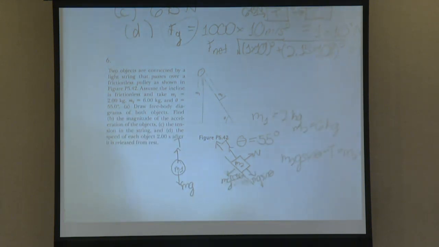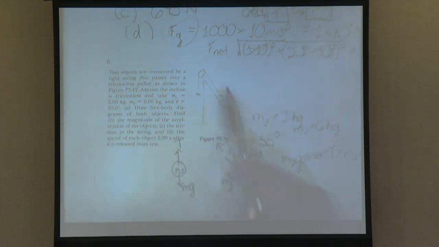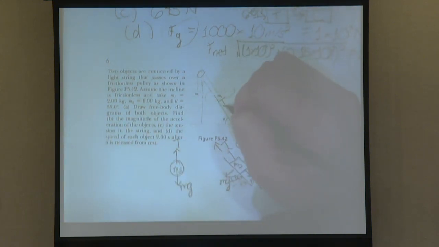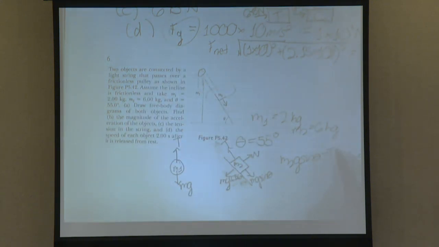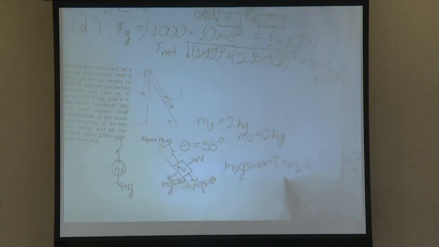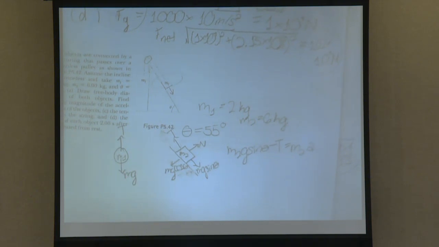The way that it's accelerating depends on which one is heavier. Since mass 2 is heavier, it's going to be going this way. But either way, if you assumed it was going the other way, you would just get negative numbers for your acceleration, which would show you which direction it's going. So when you have that, you can just plug in. We have m2, which is 6, 9.81 for gravity, sine of 55, minus tension equals 6 times acceleration.